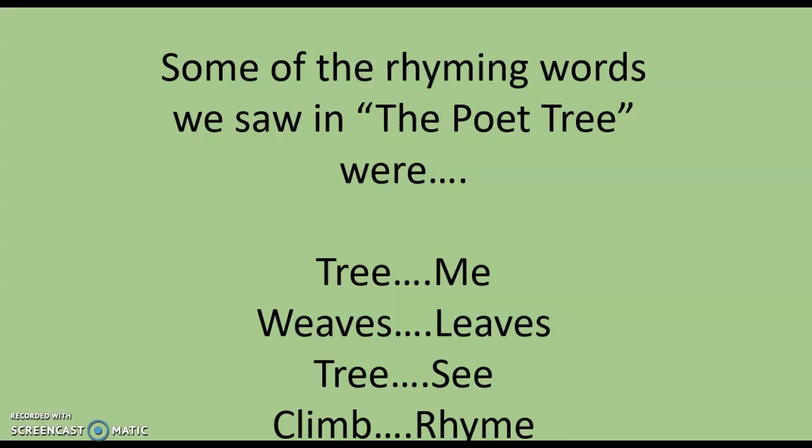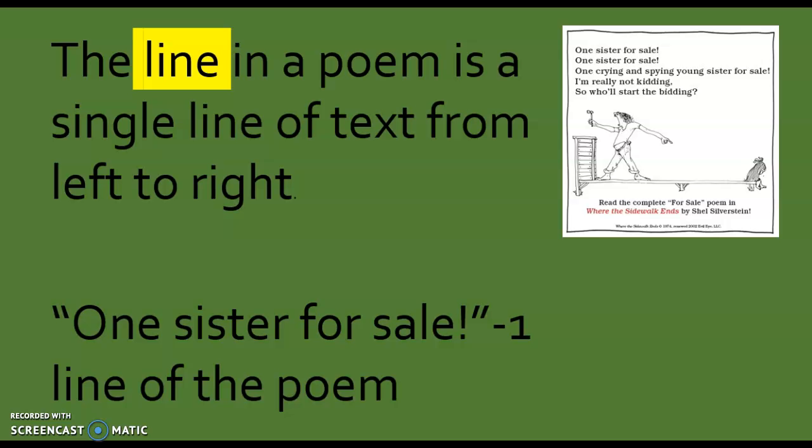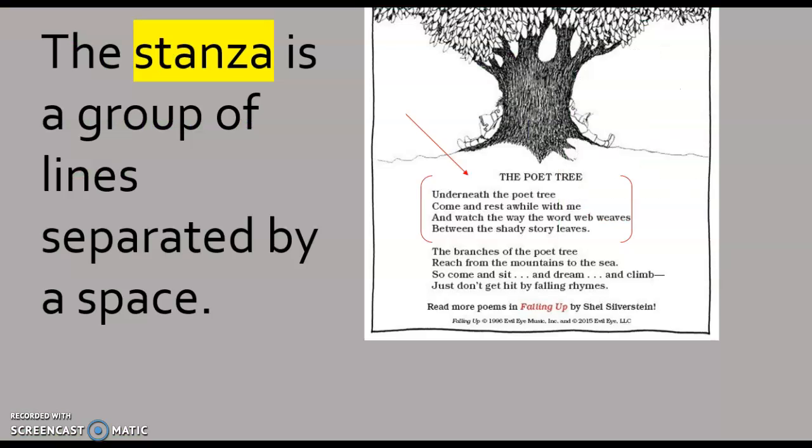Some of the rhyming words we saw in the poetry were tree, me, weaves, leaves, tree, sea, climb, rhyme. The line in a poem is a single line of text from left to right. One sister for sale is one line of the poem.